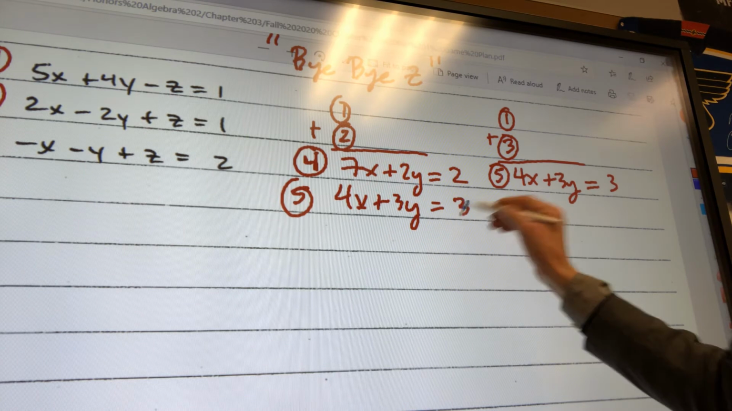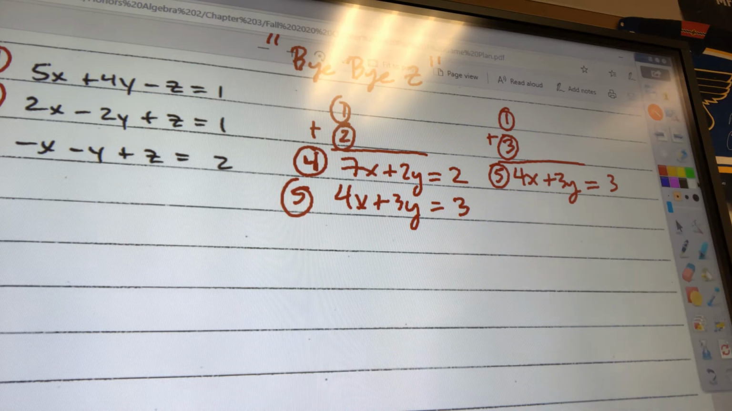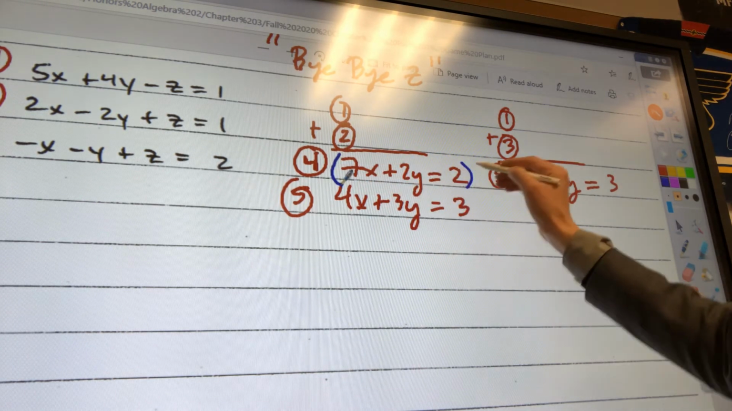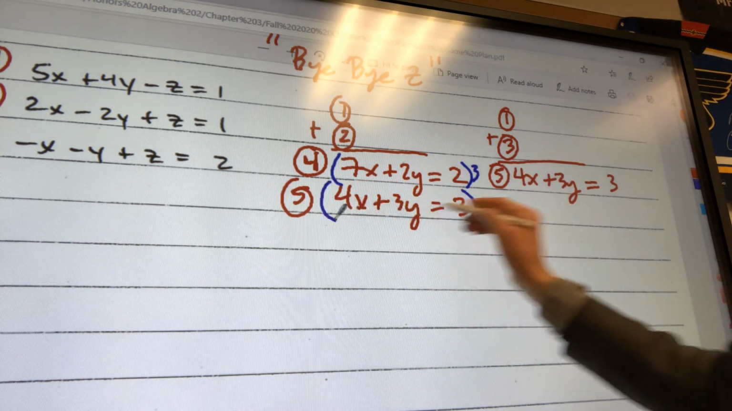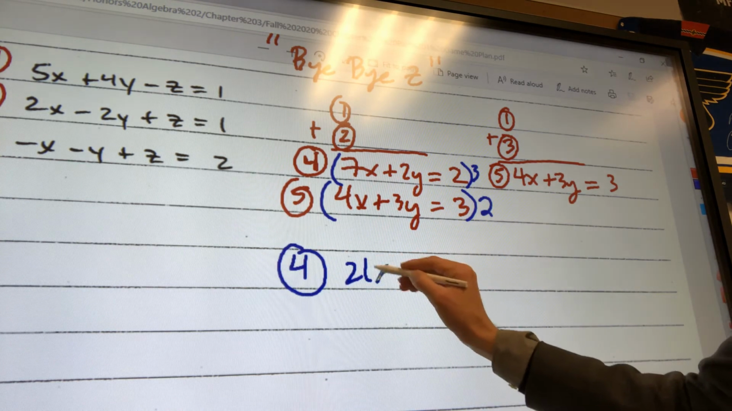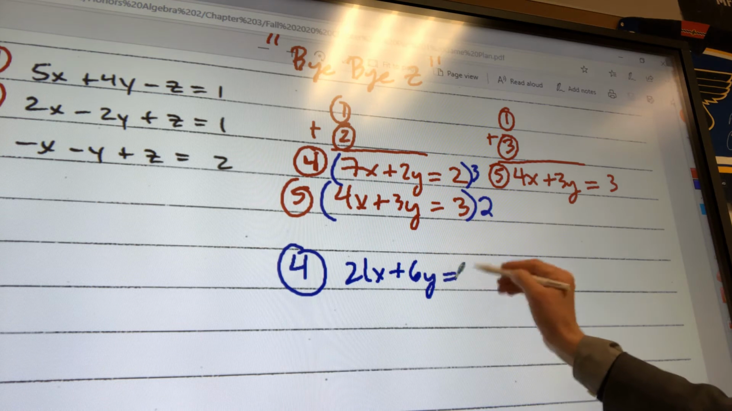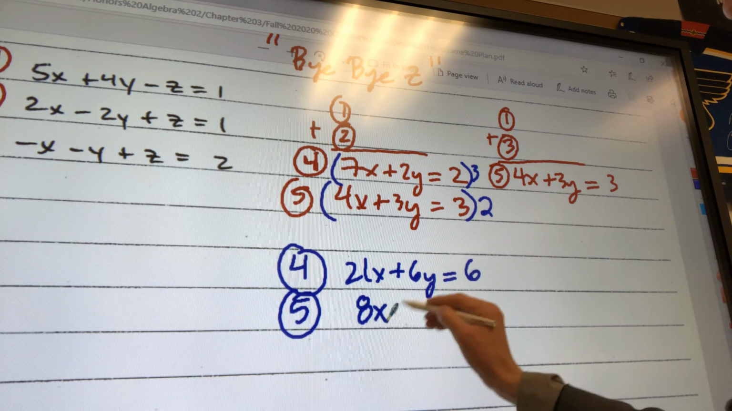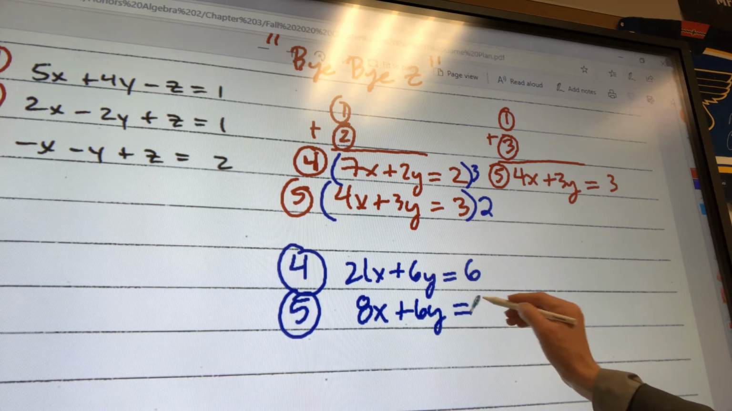So unlike the first one I did, nothing matches up exactly as either the same sign or opposites. I'm probably going to get rid of the y's. I'm going to take that first equation and triple it. That second equation and double it. In that first equation, I got 21x plus 6y is 6. And then I got 8x plus 6y is 6.